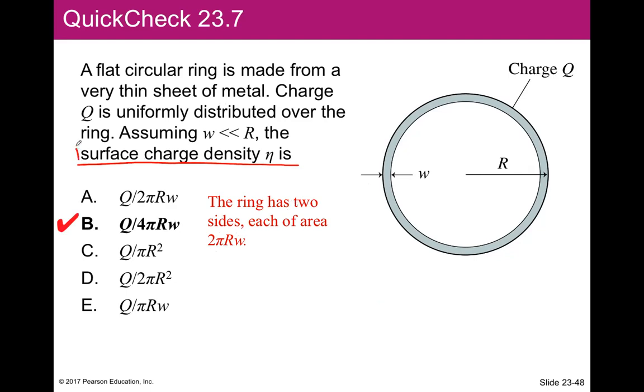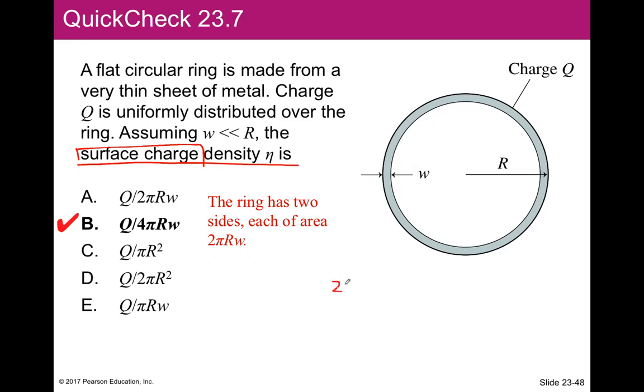I see. So it's asking the surface charge density, and if it considers it has two sides, then use Q over 2 pi r, and then also it should be over, let's say, 2r, 2W. Because we're not asking for the wire density. It's a surface density. So we need to first calculate the surface.